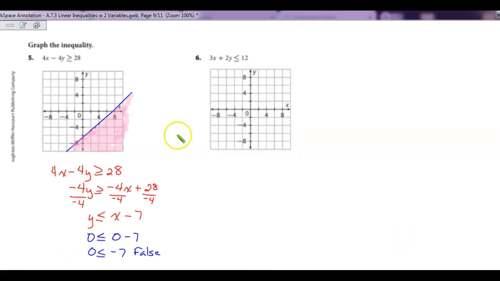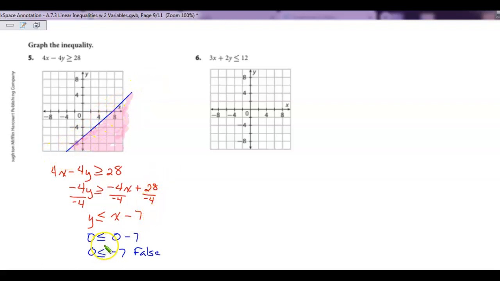Okay, so you can see that I simplified to get y by itself. I remembered that when I divide by negative 4, I change the direction of my inequality symbol. And then I get y is less than or equal to x minus 7. I graph it as if it was a line. So I started at negative 7 and went up 1 over 1, up 1 over 1 until I had enough points I could make a line.